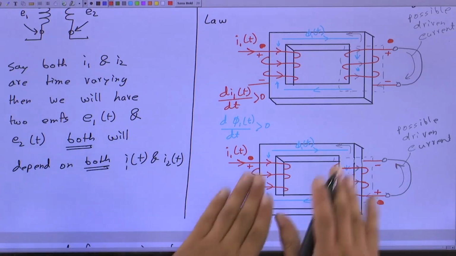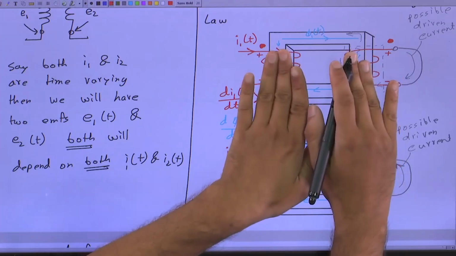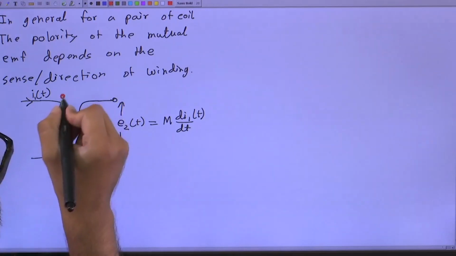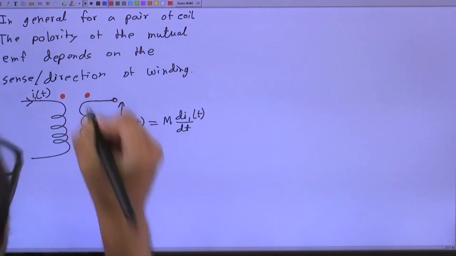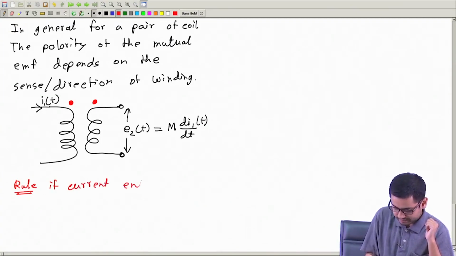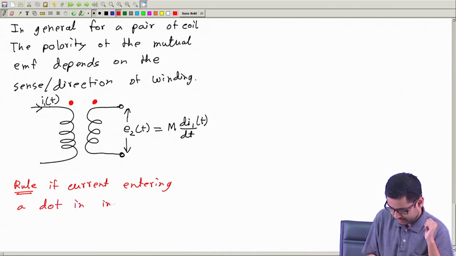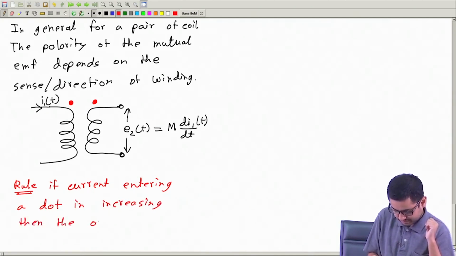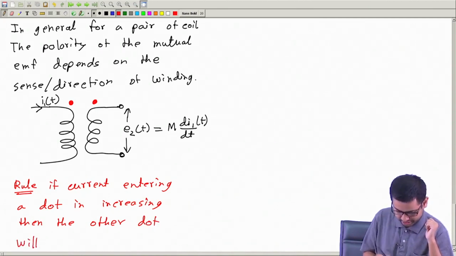So now I can hide all these internal things. I can just put these dots. So I just put, say, a dot here and maybe here. Now this means the rule. Let me write the rule. If current entering a dot is increasing, then the other dot will be positive. This is called dot convention.